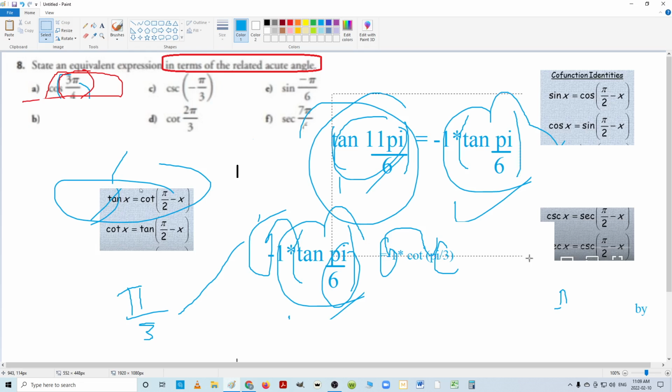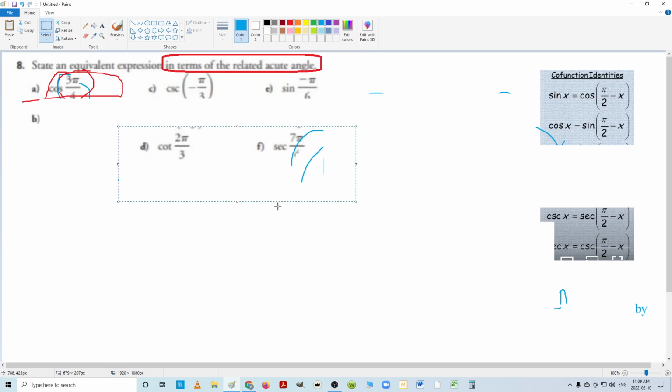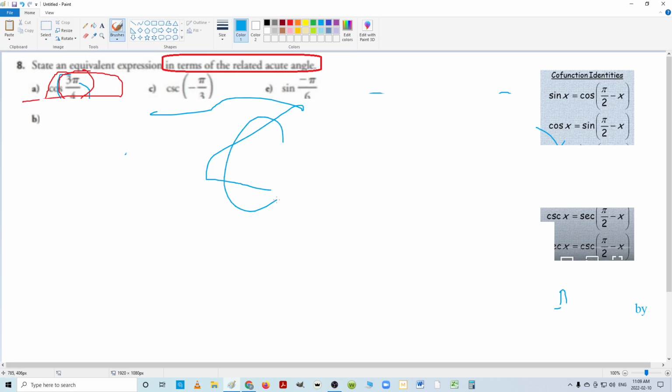You can stop the video, by the way, at any time, but I'm going to keep going for negative angles. And I'm going to just skip these. I don't have to, because now we're dealing with a cosecant. So this should help with all the others, because all the others are the same.